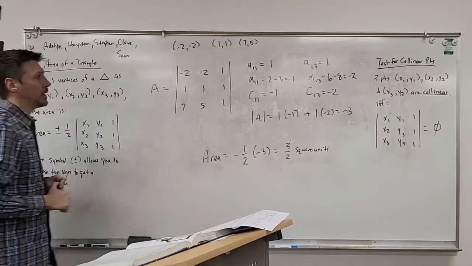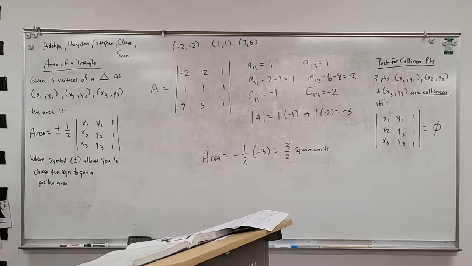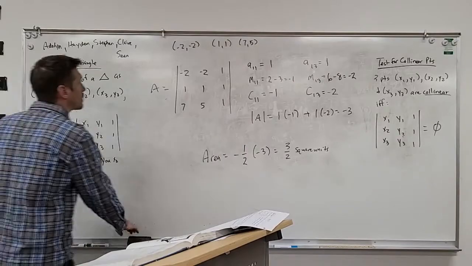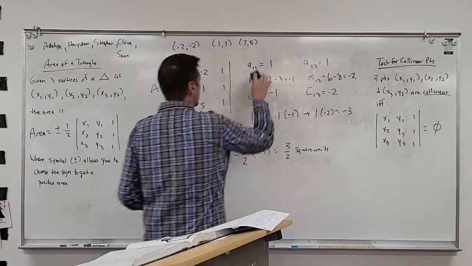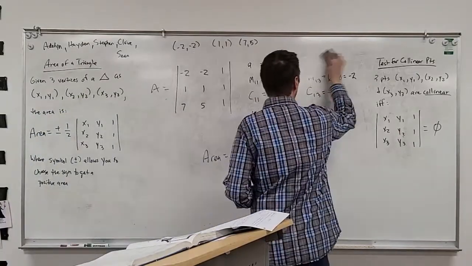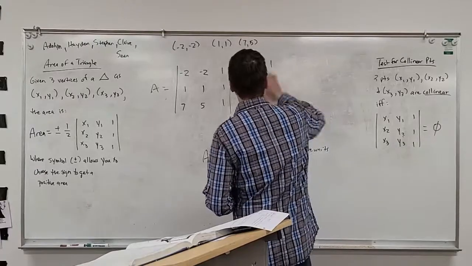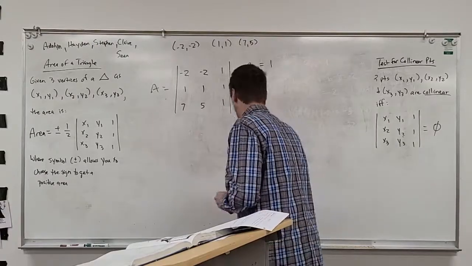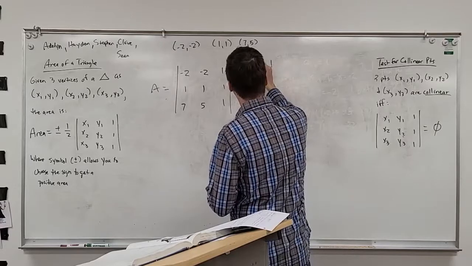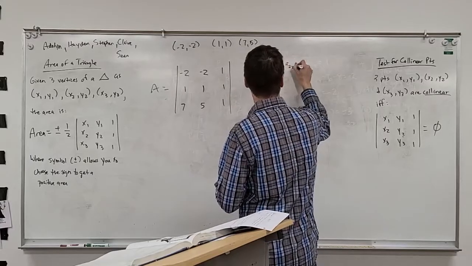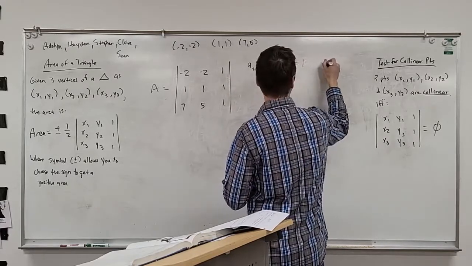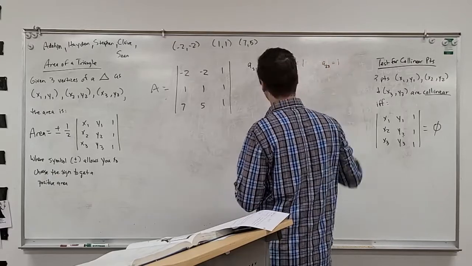Here there's no easy choice because we don't have a 0 anywhere, so we're just going to pick one of them. Do you guys want to pick a particular one? 1, 1. Yeah, that middle row with the 1s in it. So we're going to look at A21, A22, which is also equal to 1, and then A23, which is 1.